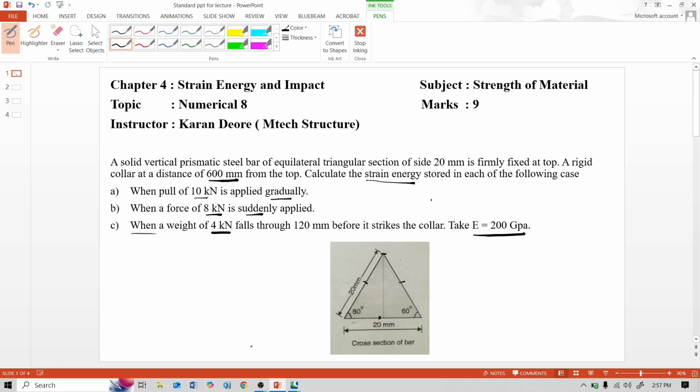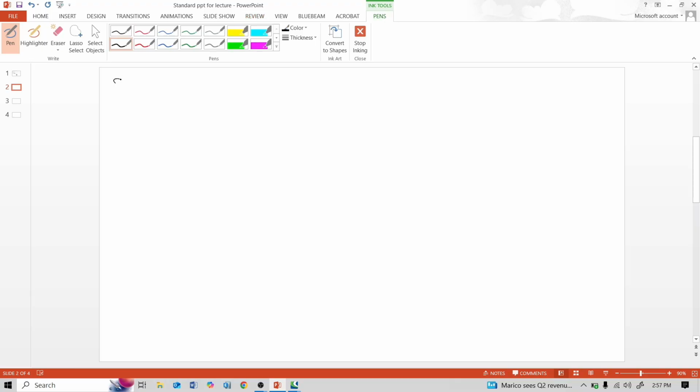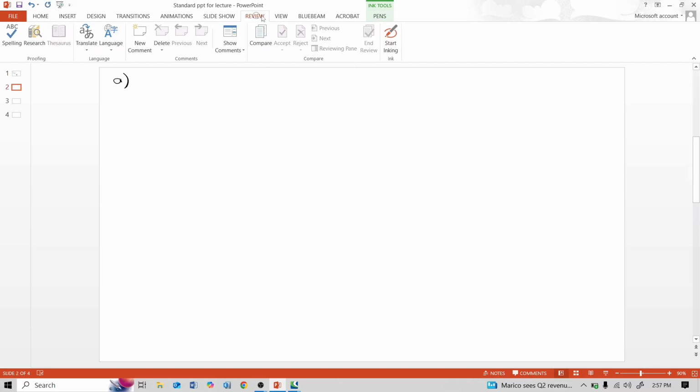So we will see this numerical. First, see this case when a pull of 10 kN is applied gradually.